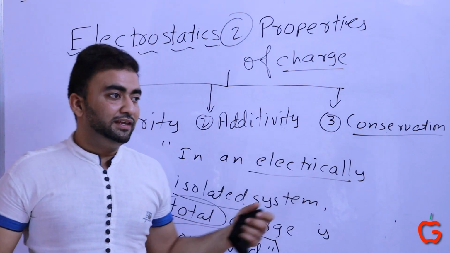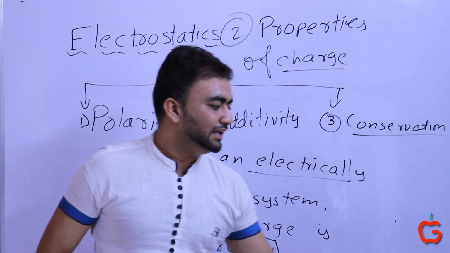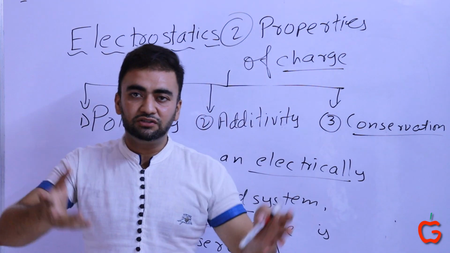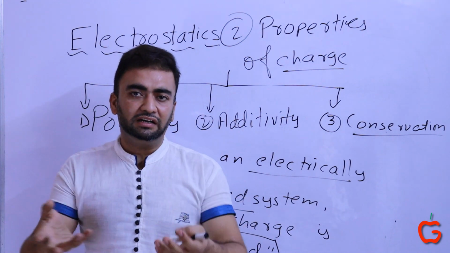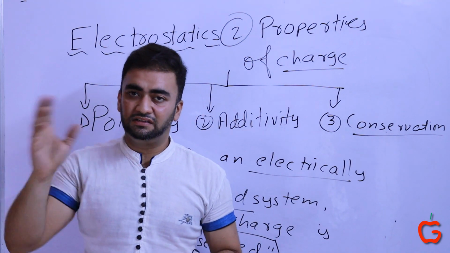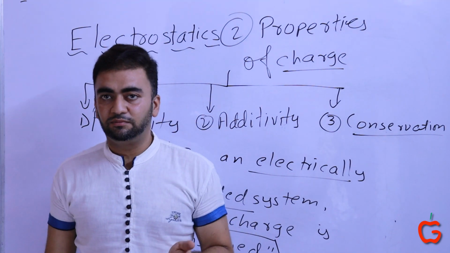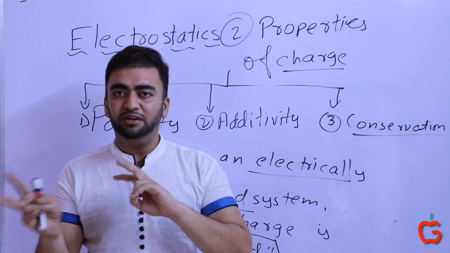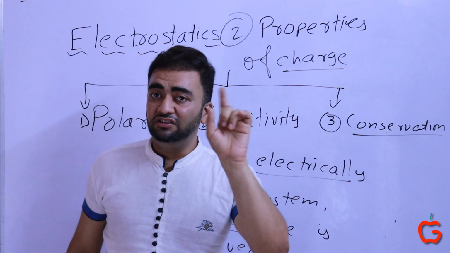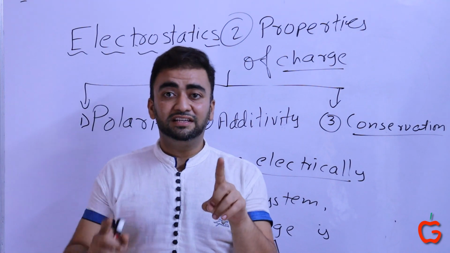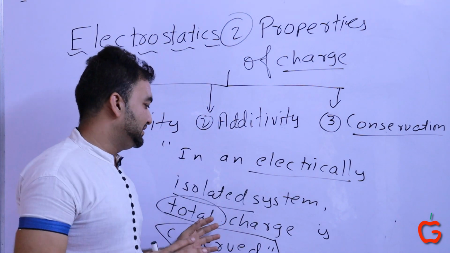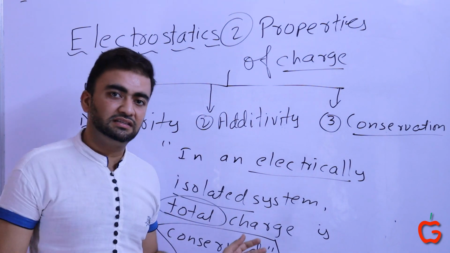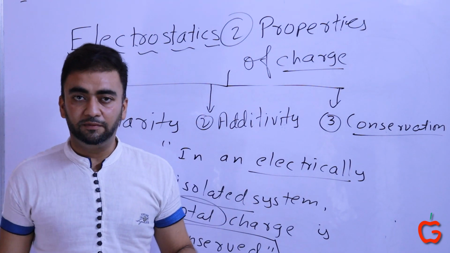So what does this law mean? That in an electrically isolated system, what's an electrically isolated system? It's such a system in which you do not put in or take out charges. You can think of it as a box in which there can be no exchange of charges. There can be exchange of materials, mind you, but no exchange of charged materials. So in an electrically isolated system, the total charge remains conserved. The total charge is constant. Okay.